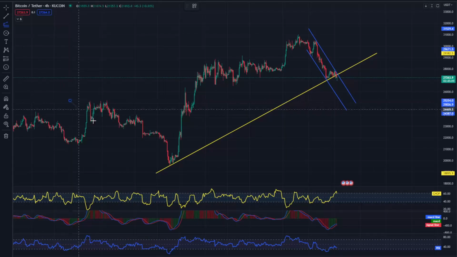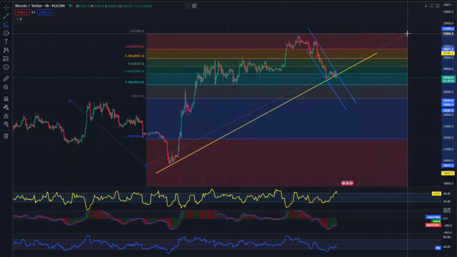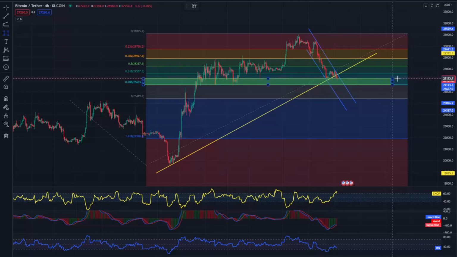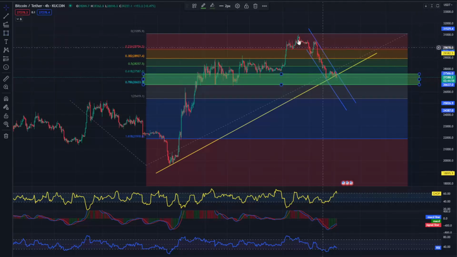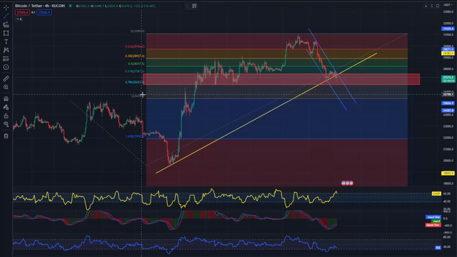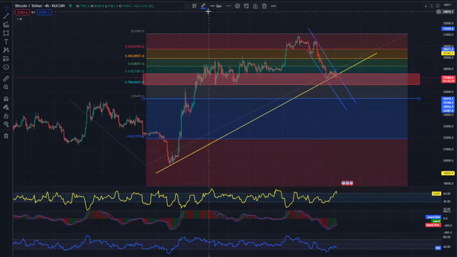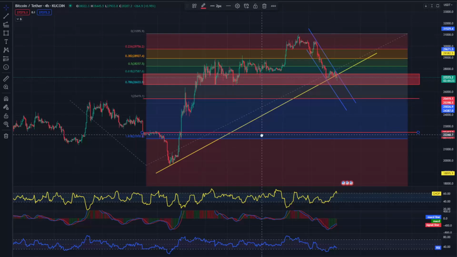Now we can move on to marking support areas in case the correction starts to deepen further. And here, in the first place, it is worth marking a strong support zone from $27,566 to $26,637. However, when we fall below this zone, we can see a drop to around $25,398. And then a strong drop to around $21,868.